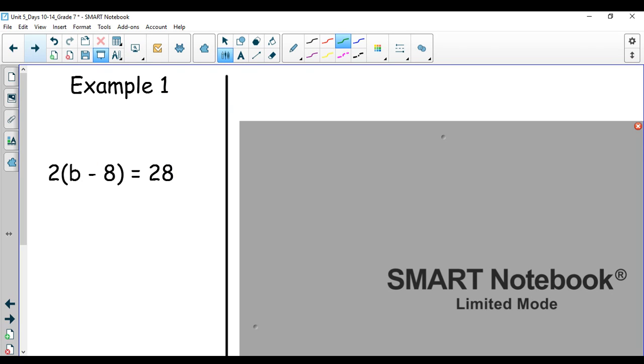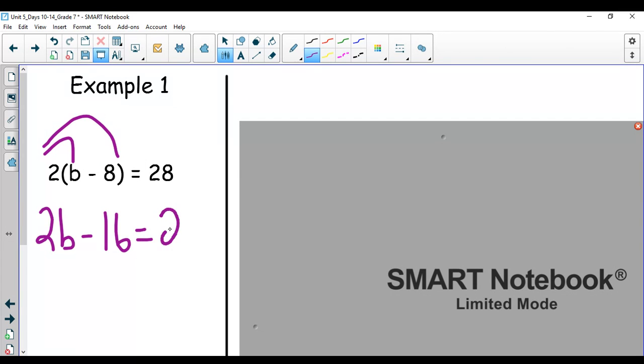So 2 parentheses b minus 8 equals 28. So we have to know what b is, but we are not in that position yet because the first thing we have to do is actually distribute this 2 out. So that'll be 2b minus 16 is the same as 28. After we distribute, which is just one extra step, now we're ready to solve just like we did yesterday.